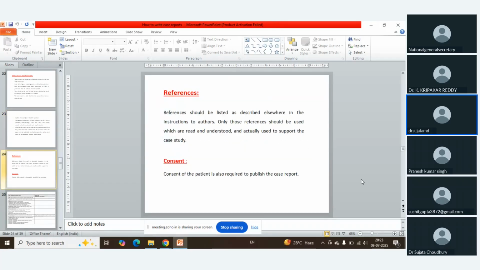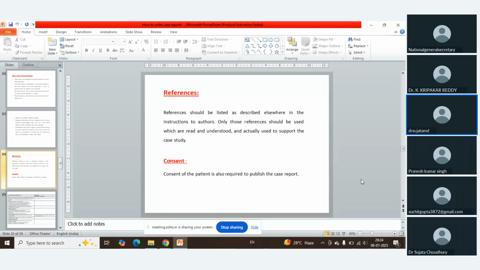So lastly, references should be listed as described elsewhere in the instructions to authors. Only those references should be used which are read or understood and actually used to support the case study. So where we are citing a previous study or any material from other sources, we should mention the source as a reference and it must be cited in the text.